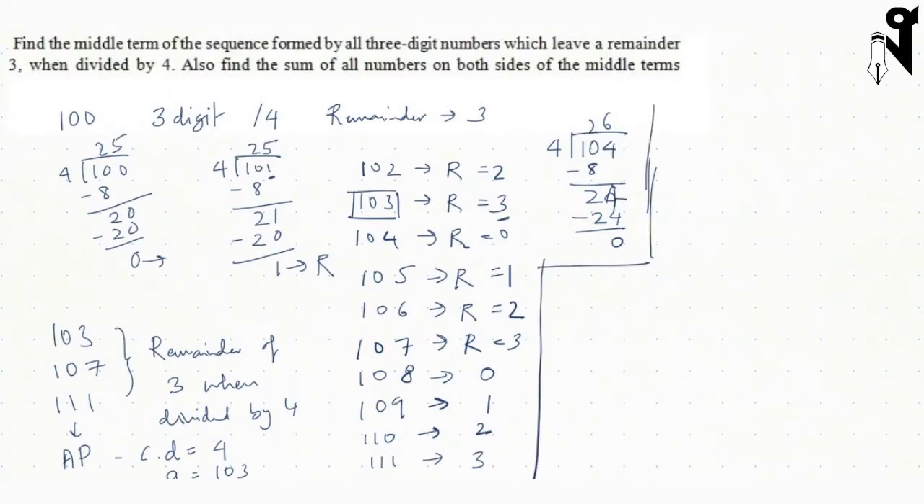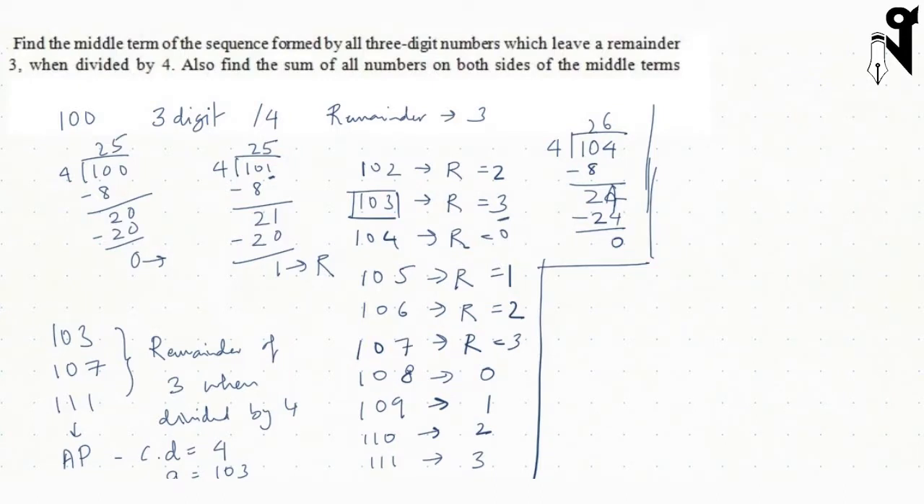Let's see what the next part says. Also find the sum of all numbers on both sides of the middle term. So first I have to find the middle term. How will I get to know what the middle term is? This actually leads us to a couple more important concepts. The first thing is which term is the middle term? That is the very first thing. And second is what exactly is the middle term, what is the value of the middle term? Let's try to look into both ways.